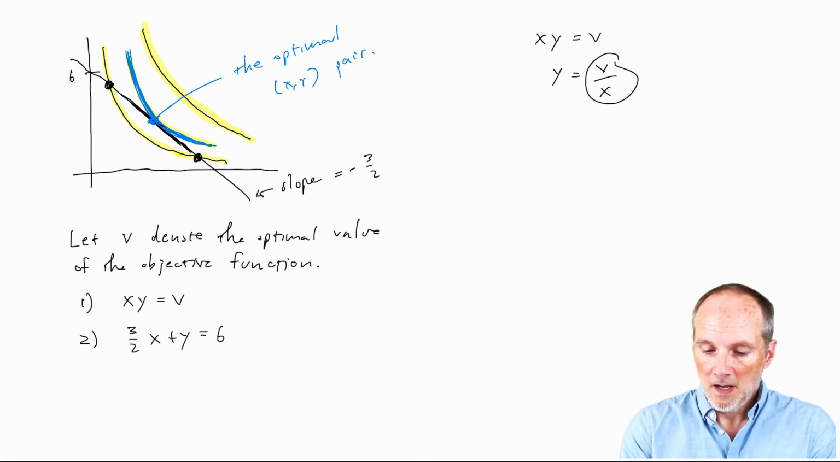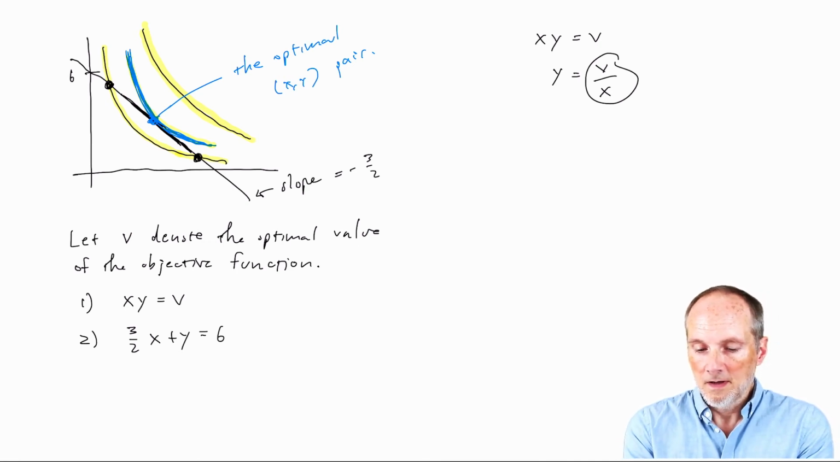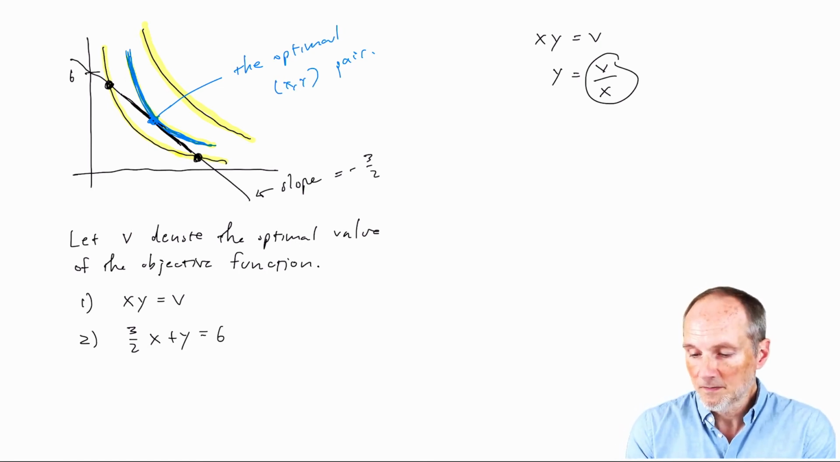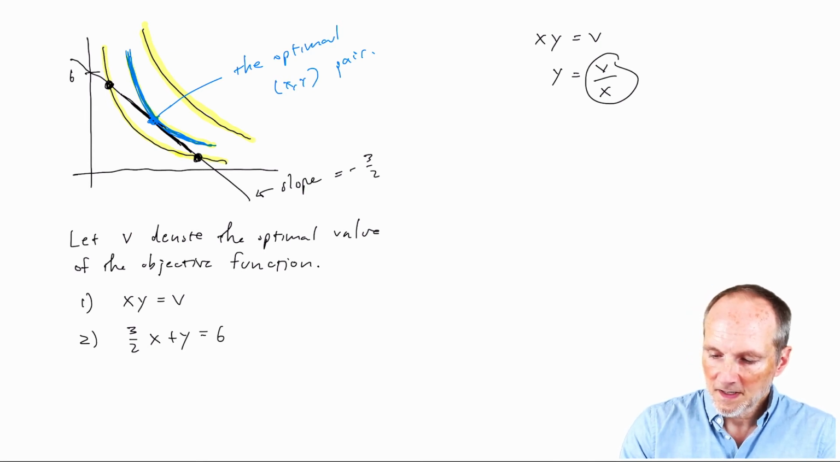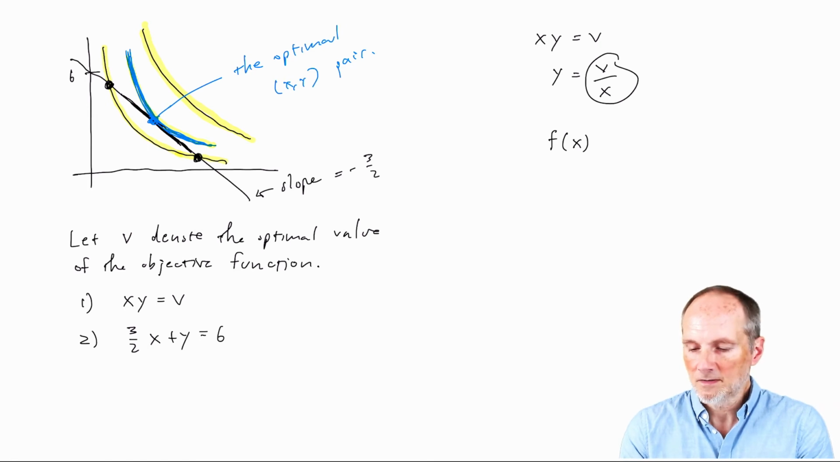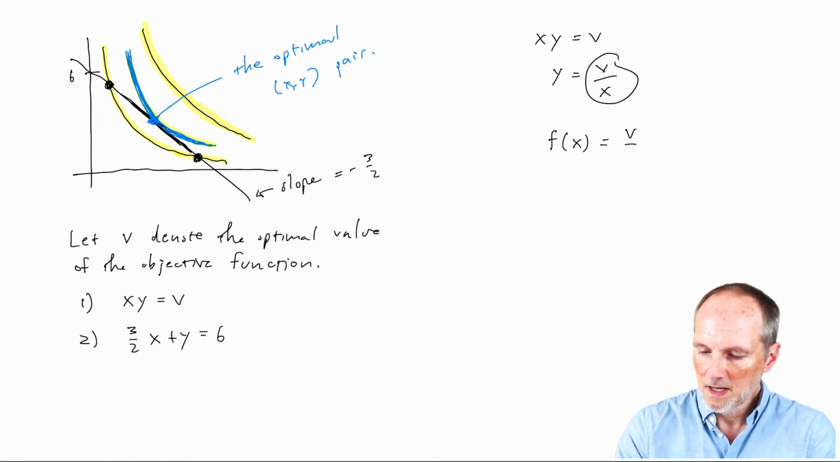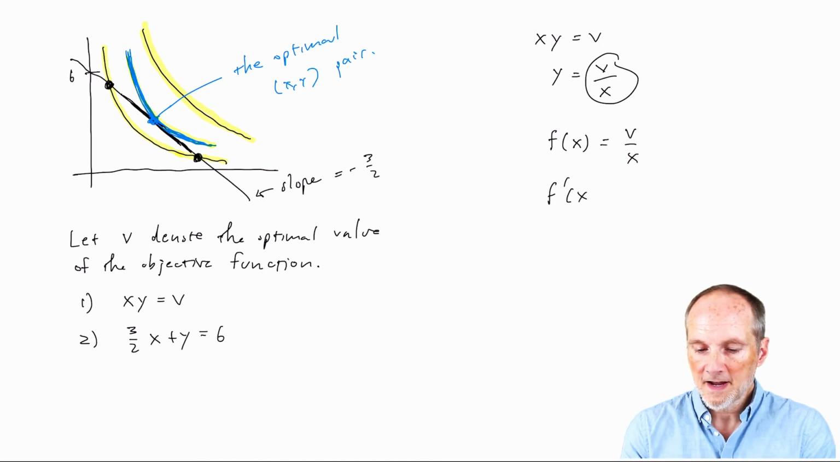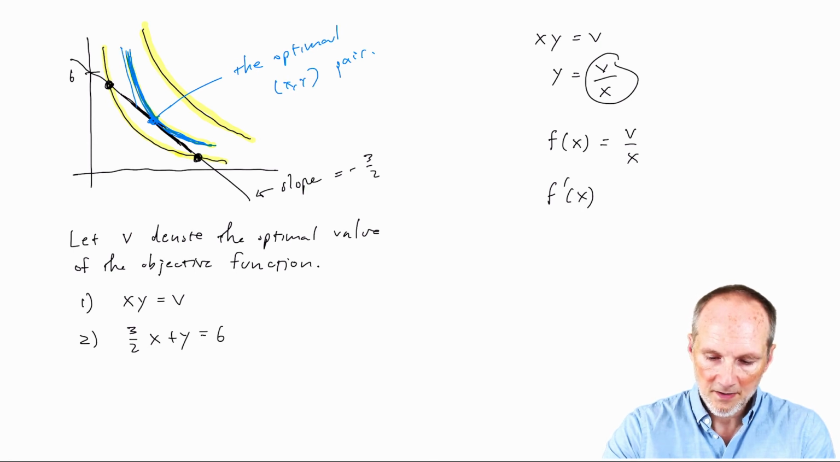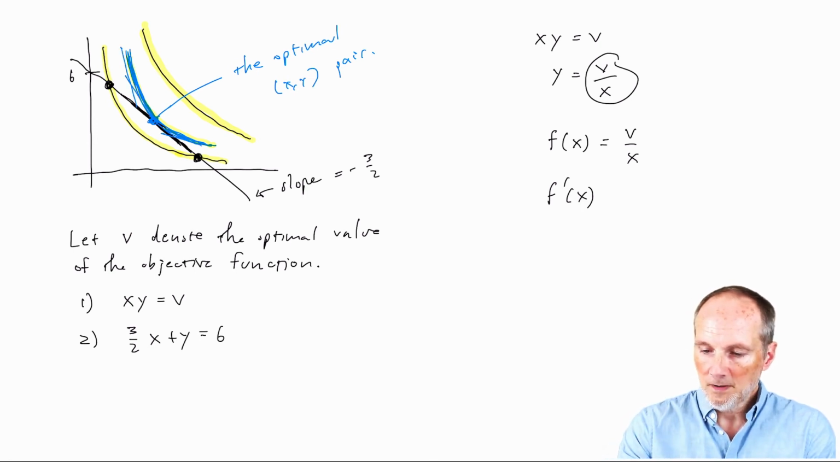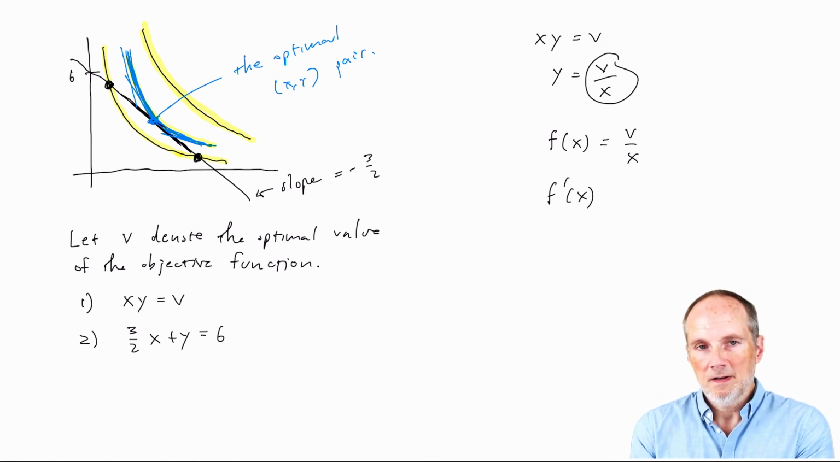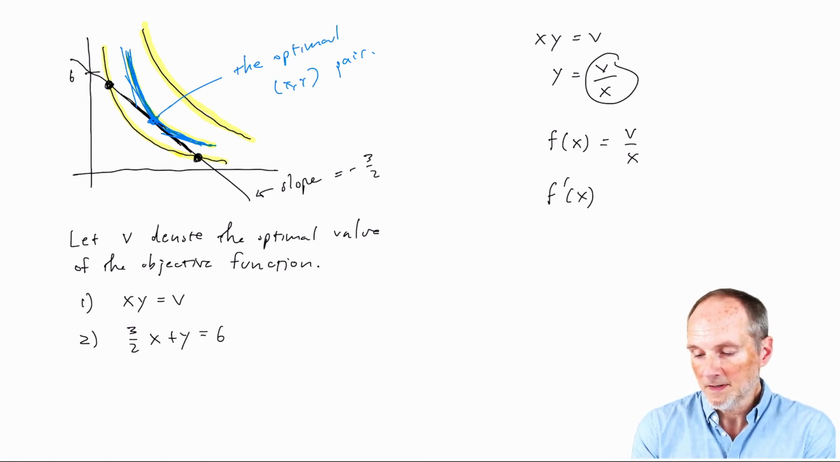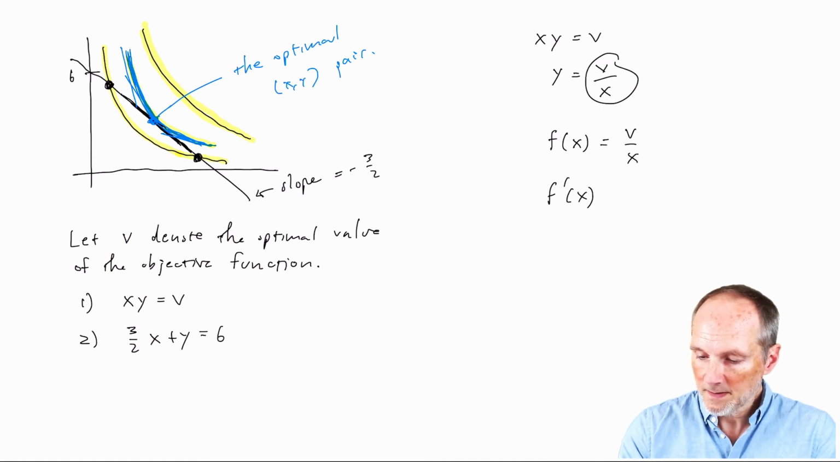And I know the slope of any tangent line on that curve is just going to be the derivative of this function. Okay, so if I, just for a second, use this f notation for the function v over x, we want to take the derivative of that to get the slope of the tangent line at any point on that curve. Well, we didn't go over this, but in calculus, you learn how to take a derivative of a function like this, and that's going to be negative v over x squared.